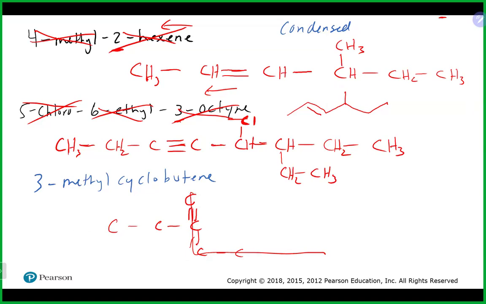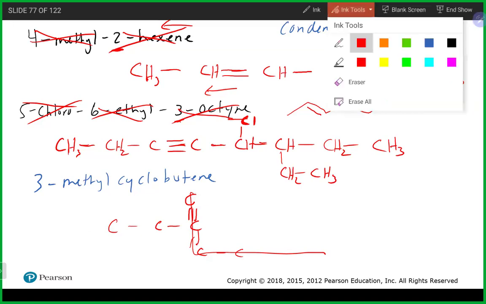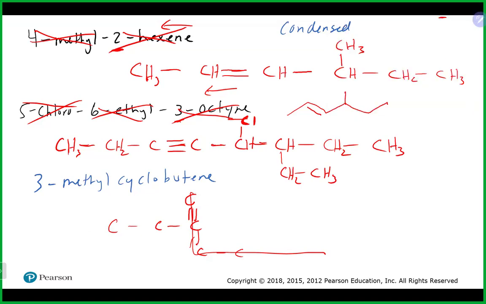Yeah. So remember that double bond and triple bond, when you count it, when you're naming it, should be part of the longest chain. So you want to make sure it is part of the longest chain. Yeah. Other questions on that?